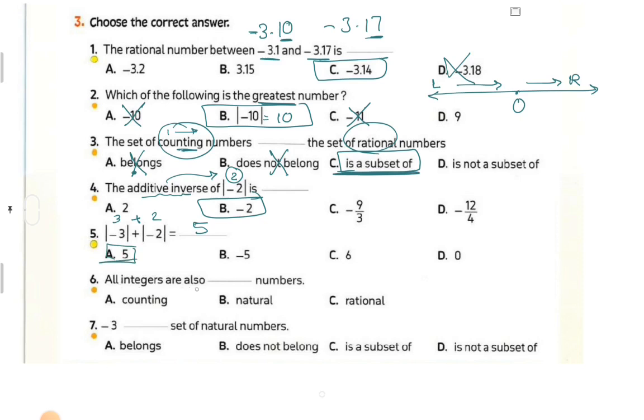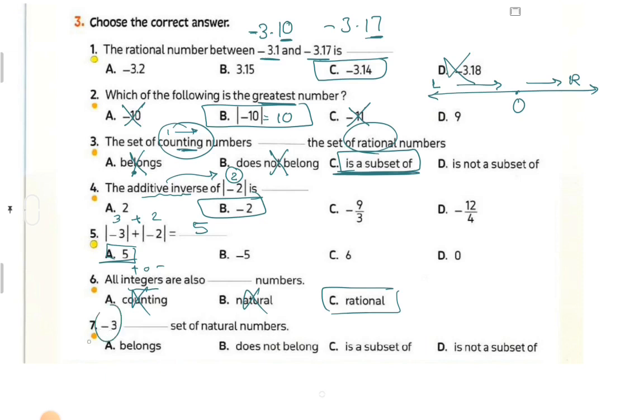All integers are also rational numbers. All integers include positive, negative and 0. Are these numbers counting? Of course not. Natural? Of course not. It's all rational numbers.